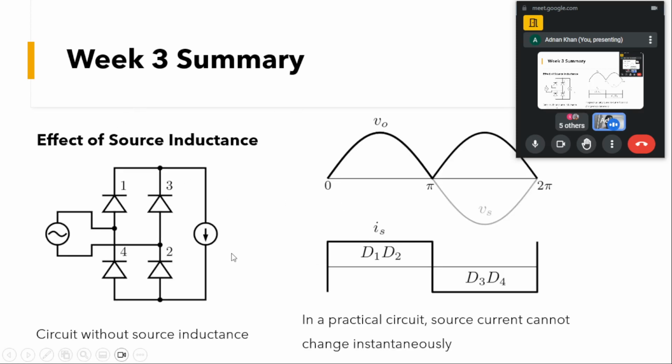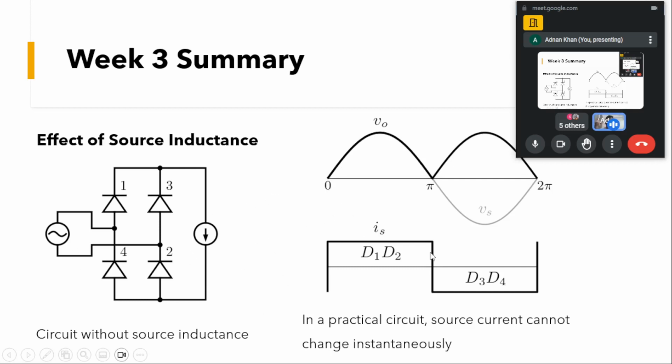So as you can see, this is the full bridge diode rectifier without a source inductance. Here we haven't taken the source inductance into consideration. We have assumed that the output is highly inductive, so the load output current is constant. This is the output voltage: the positive half, and the negative half will be inverted at the output, like a full wave rectifier.